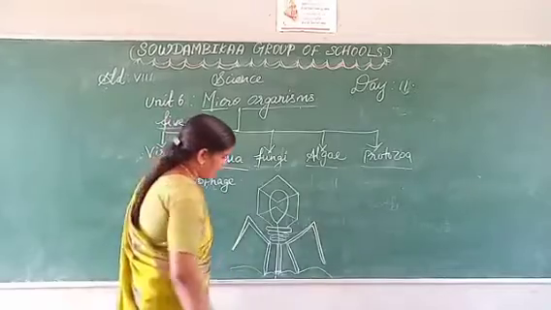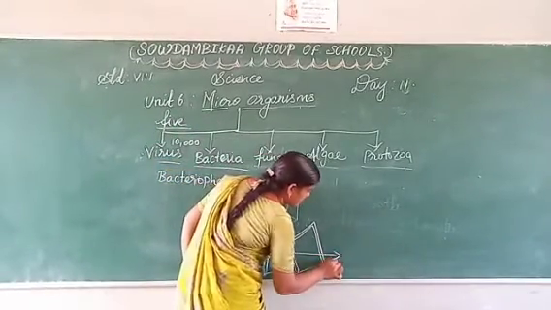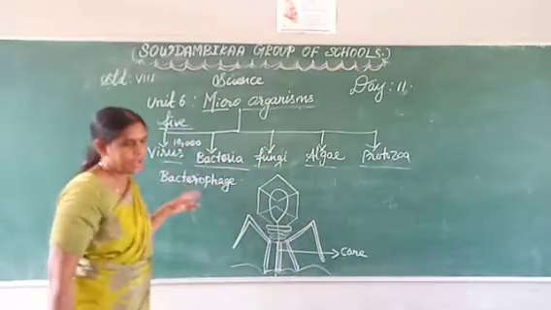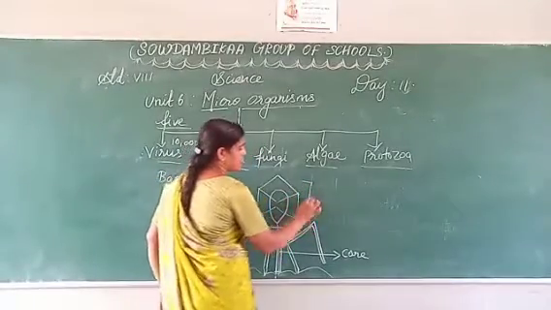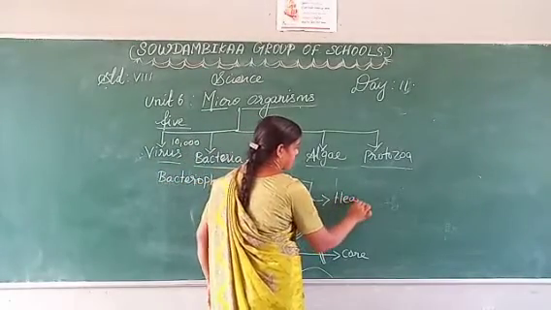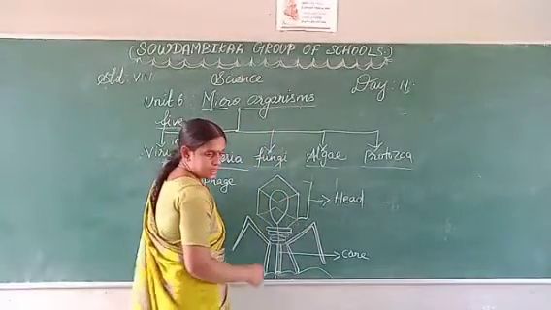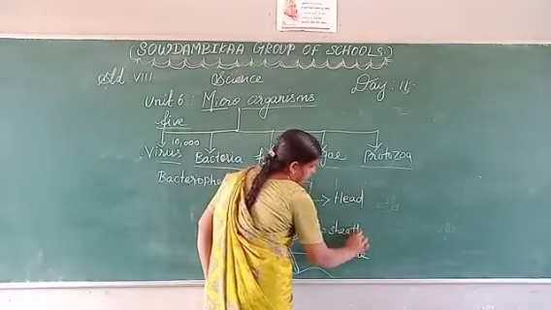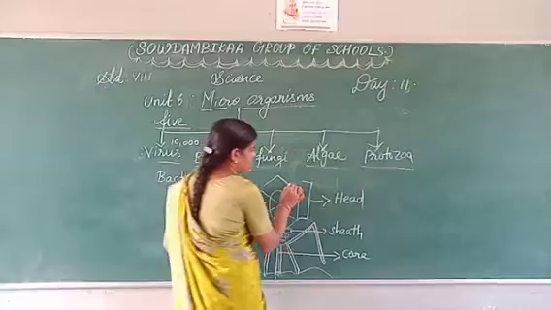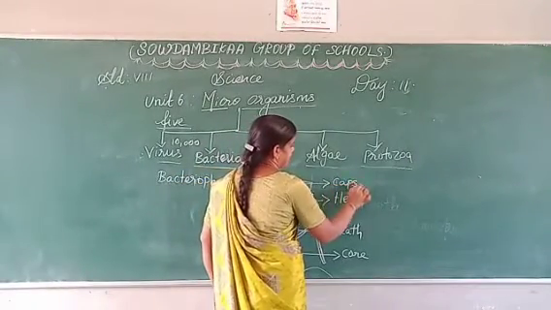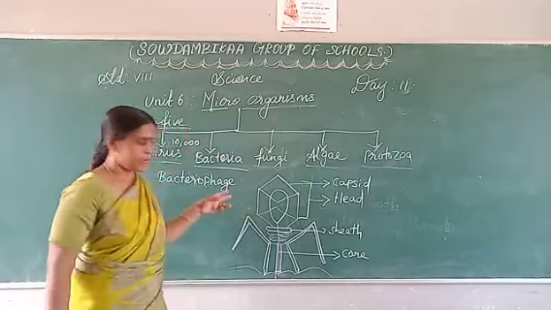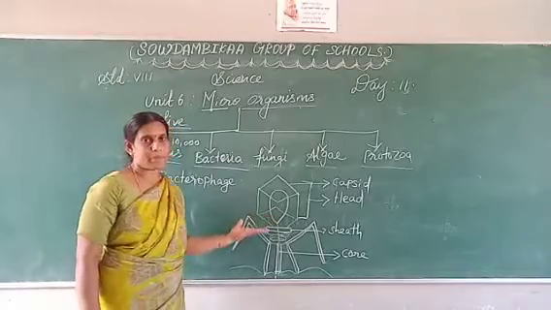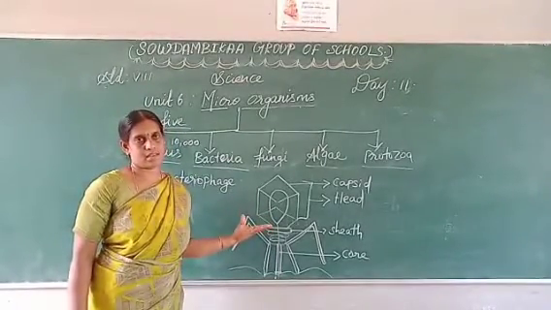Now label the parts. This is the core, the core is RNA or DNA. This is the head part. Next one is the sheath. Next one is the capsule. Everyone draw this one. This is the diagram of the bacteriophage. This is one of the shapes of the virus.